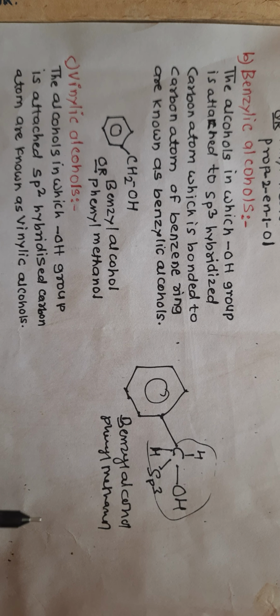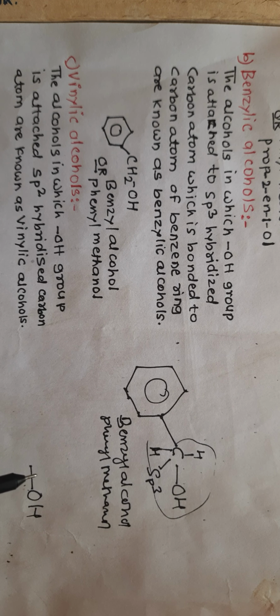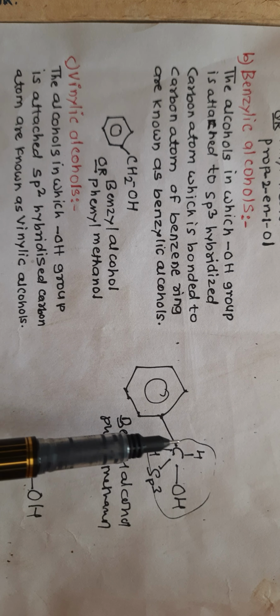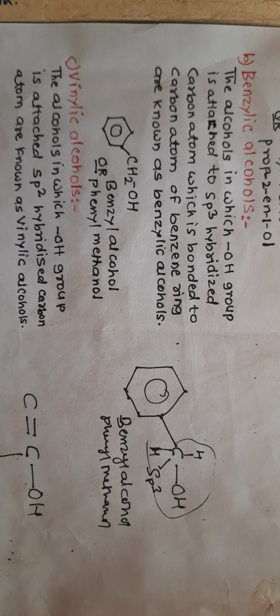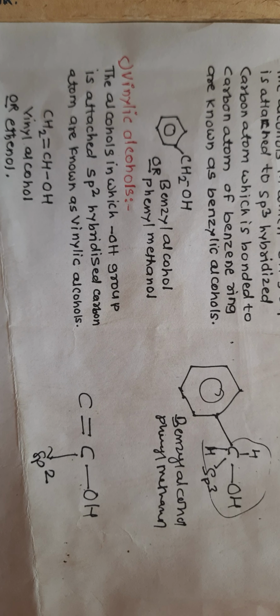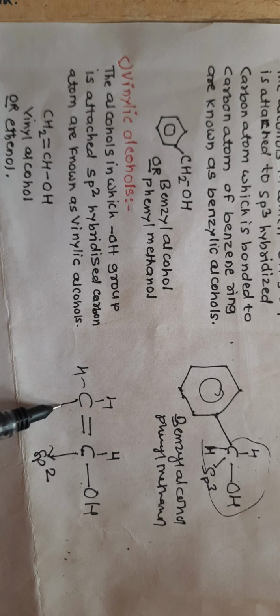Now finally, vinylic alcohols. See here, the OH group is attached to... Vinylic alcohols are different from allylic and benzylic alcohols. In allylic alcohols, the OH group is directly bonded to an sp3 hybridized carbon atom. But in vinylic alcohols, the OH group is bonded to an sp2 hybridized carbon atom. That you have to remember. Why is it an sp2 hybridized carbon atom? Because it is attached to these two, and both are sp2 hybridized carbon atoms.